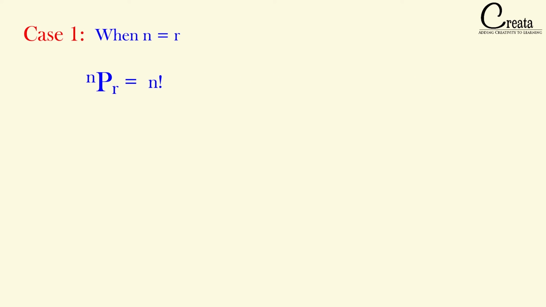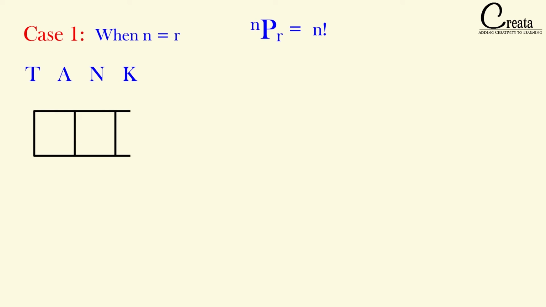So in the case when n is equal to r, the permutation, or the number of ways in which we can arrange the given items, is n factorial. Let's take an example. The example is the word TANK. We have to form a 4-letter word from this word TANK. Here we are having a 4-letter word, that is T-A-N-K, and we have to form the different words that we can form from it.